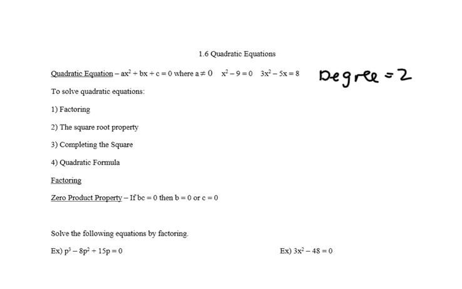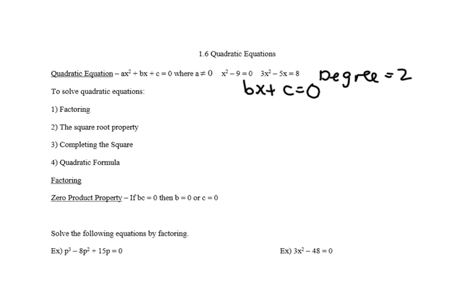Now, I've given you some examples of quadratic equations. x squared minus 9 equal to 0, and 3x squared minus 5x is equal to 8 are examples of quadratic equations. Now, again, what happens if a is equal to 0? Well, if a is equal to 0, that ax squared term goes away, and you're left with bx plus c is equal to 0. Guys, that is not a quadratic equation. In fact, that is a linear equation that's in slope-intercept form. So that's why it's very important that a cannot equal 0.